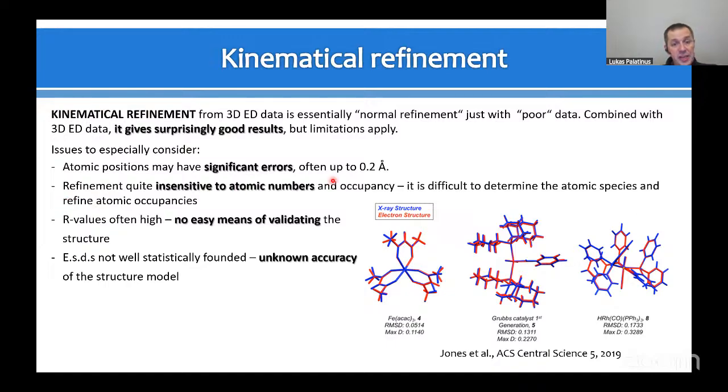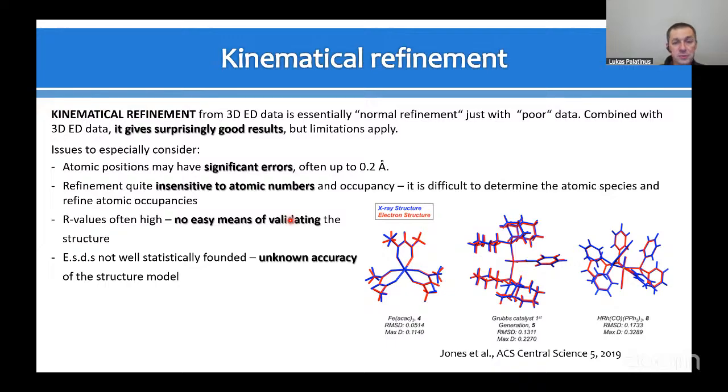The refinement is relatively insensitive to atomic numbers and occupancy. So it might be difficult to determine atomic species that are close to each other or even that occupy the same site. And you need to determine the relative occupancy of that site. Because the R values are high, there is no easy means of validating the structure. In X-ray diffraction, if you get an R factor down to 5 or 4%, there is still room for error in the structure, but you can be very, very confident that the basic outline of the structure is correct.